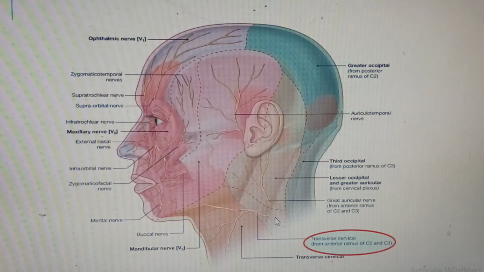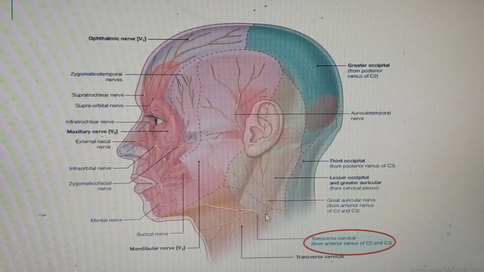And it runs transversely. You can see that it comes all the way from the posterior. It is going to emerge from the posterior aspect of the sternocleidomastoid muscle, but it will run transversely to get to the anterior aspect of the sternocleidomastoid muscle. So that is what we see.